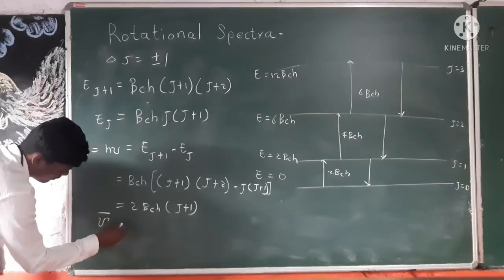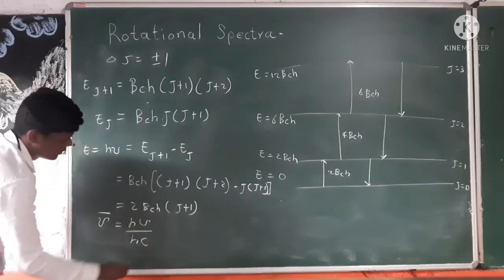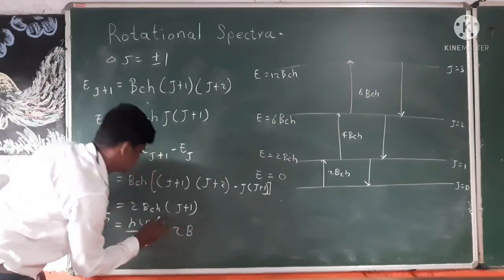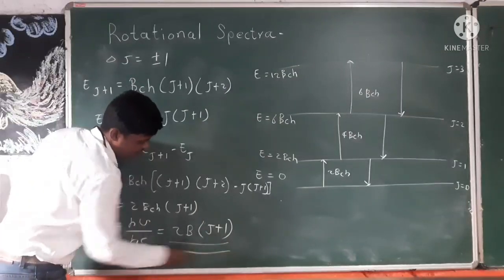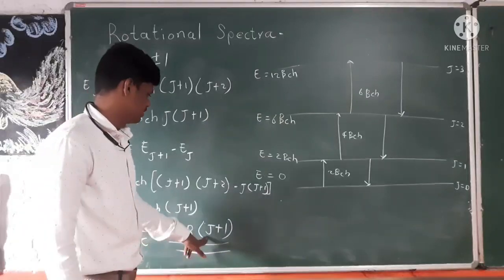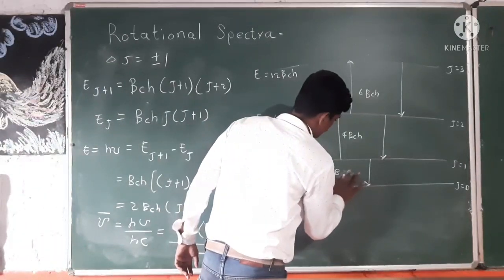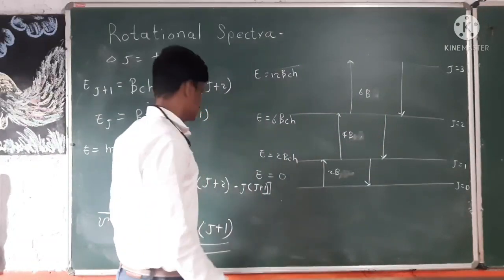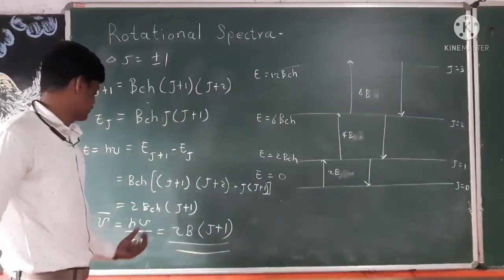Okay, ν̄ will be hν by hc, we know this. So that will be 2B(J+1), where hc will get cancelled. So this will be the difference in terms of wave numbers. So here 2B(J+1), we can show this difference using wave numbers also. If I erase the hc, it will be in terms of wave number.